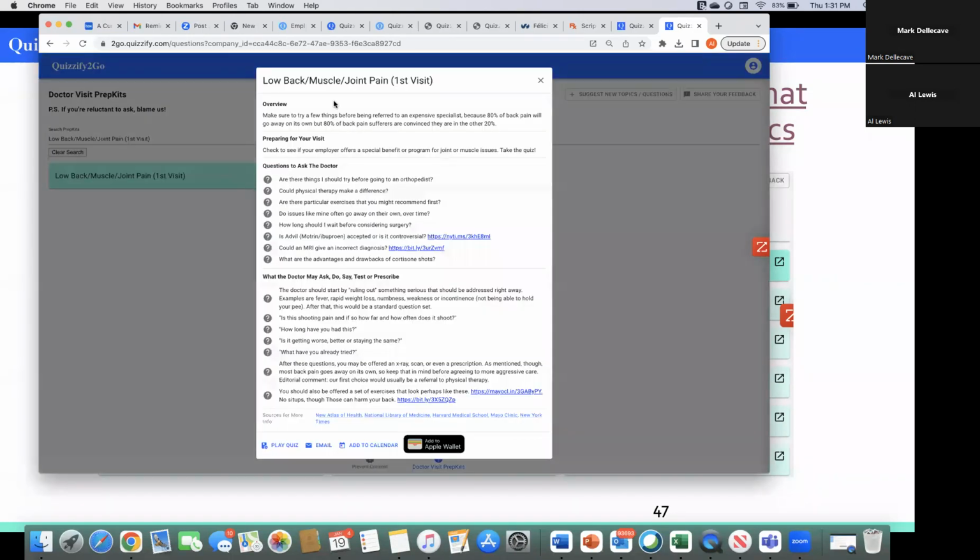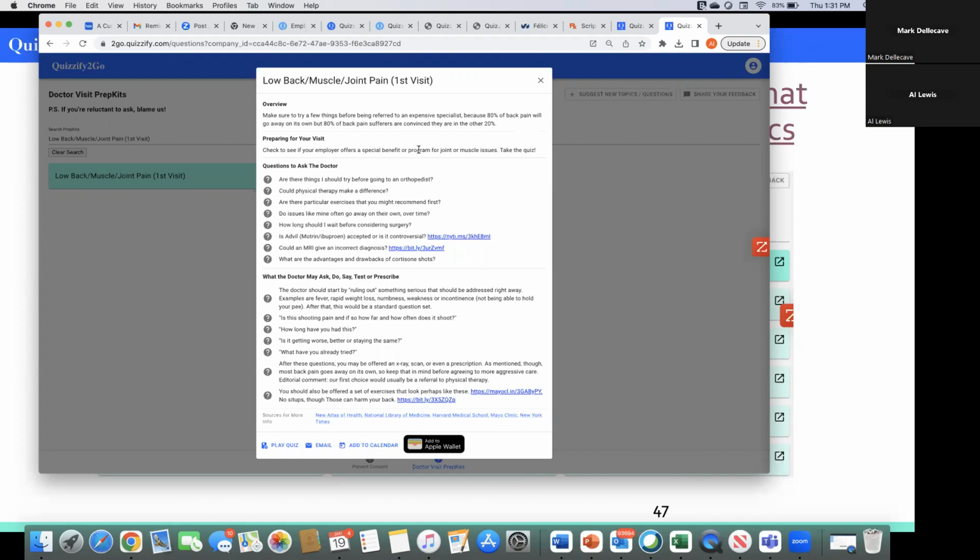Now think of yourself as an unsophisticated buyer of healthcare services. Think of how valuable it is to know a few things about it. One of the things we say at Quizzify about back pain is that 80% of back pain will go away on its own, but 80% of back pain sufferers are convinced they are in the other 20%. We actually think it's more like 90-10, but whatever it is, people tend to overtreat their backs. And many of you probably offer some kind of musculoskeletal special benefit that maybe your employee doesn't know about.